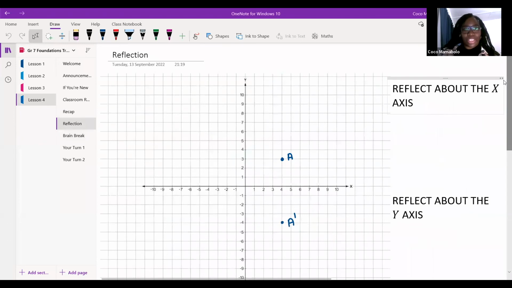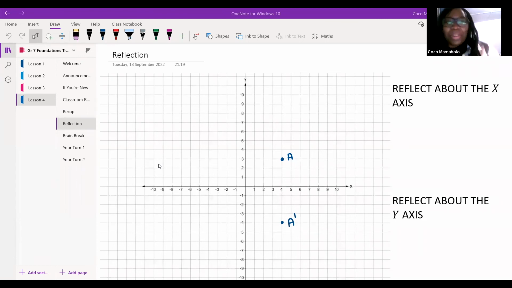So this is about reflection. Can anybody tell me, where do you guys see your own reflections? In what? Where do we see our own reflections? In the mirror.